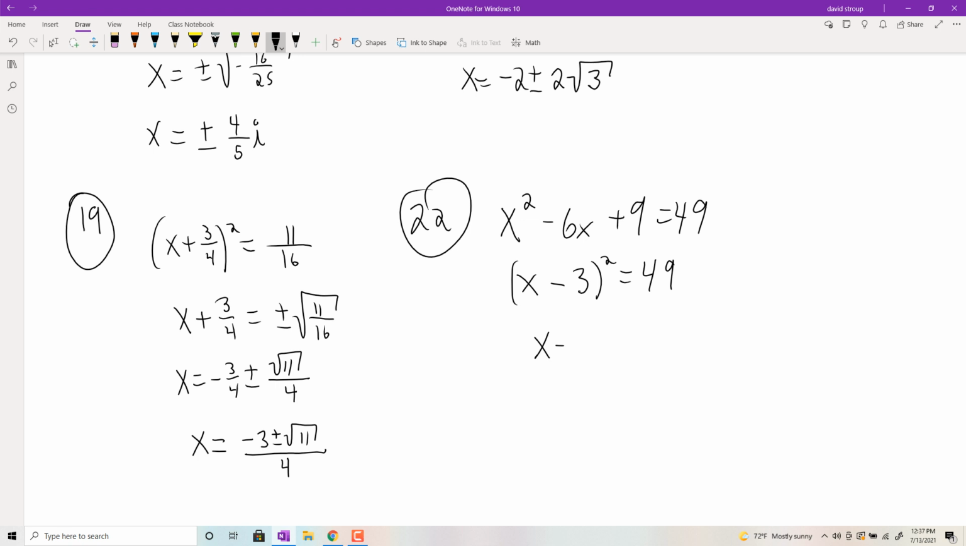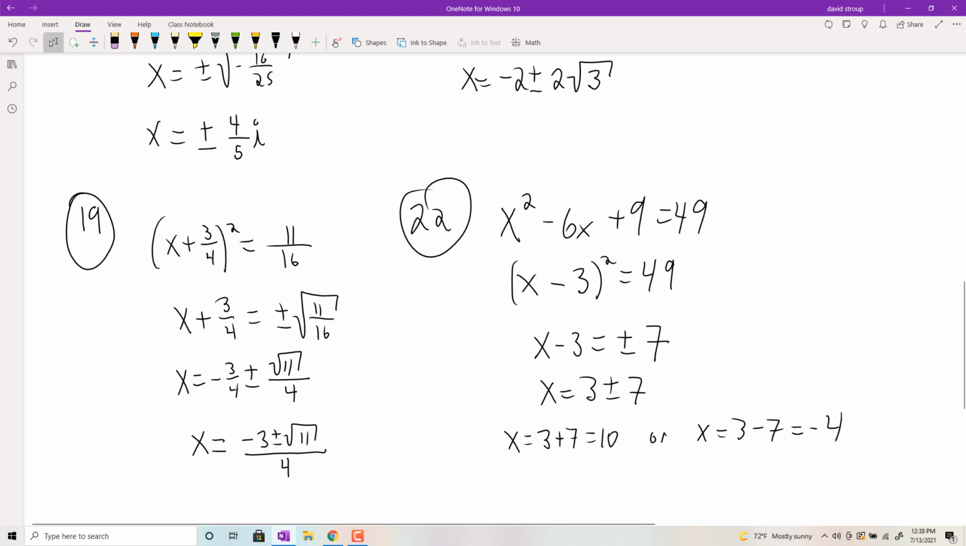Square root property says x minus 3 is then plus or minus square root 49. Square root of 49 is 7. Then add the 3 over. So you get two answers: x equals 3 plus the 7, which is 10, or x equals the 3 minus the 7, which is negative 4.